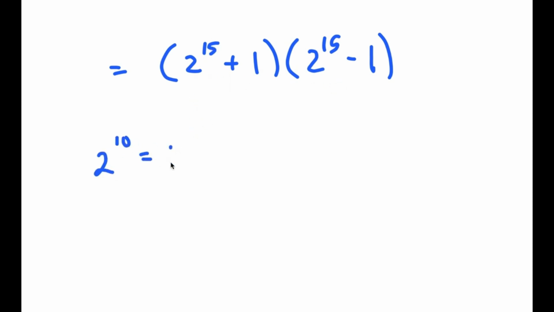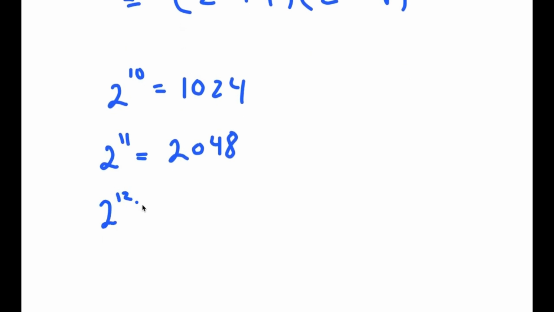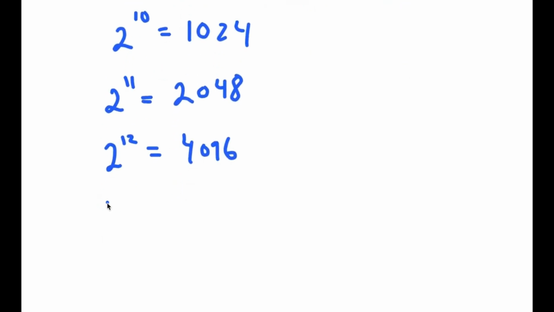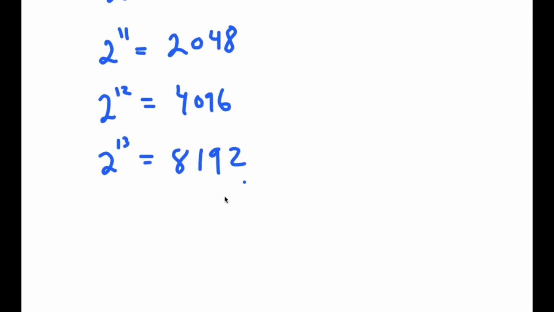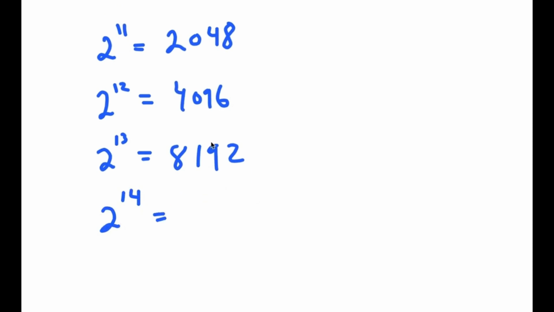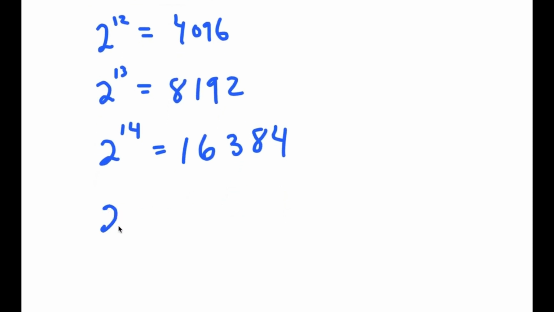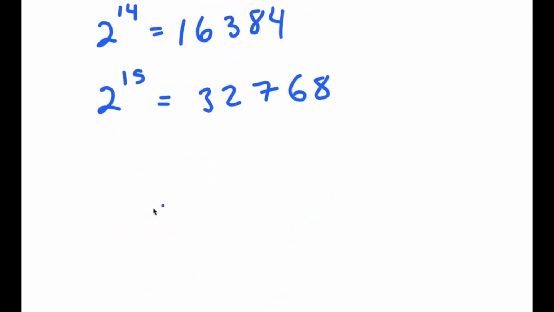Well, 2 to the power of 10 is 1024. So 2 to the power of 11 is double of 2 to the power of 10, which is double of 1024, which is 2048. Now 2 to the power of 12 is double of 2048, which is 4096. 2 to the power of 13 is double of 4096, which is 8192. 2 to the power of 14 is double of that, which is 16,384. And finally, 2 to the power of 15 is double of this, which is 32,768.